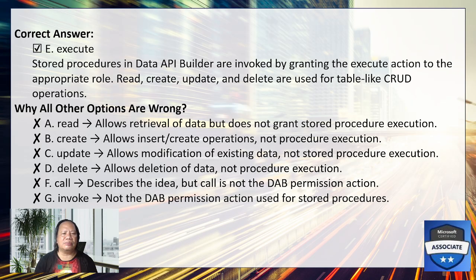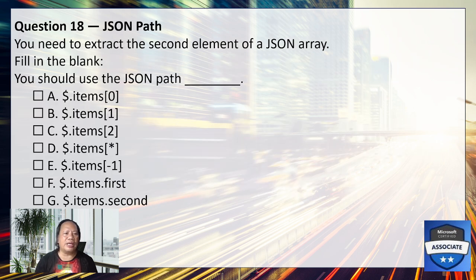Stored procedures in Data API Builder, or DAB, are invoked by granting the execute action to the appropriate role. Read, create, update and delete are used for tables, like CRUD. So the rest of the options are wrong, and we're down to two more questions.